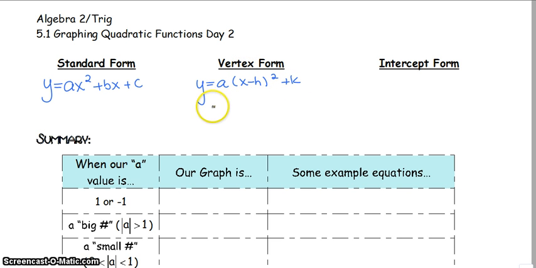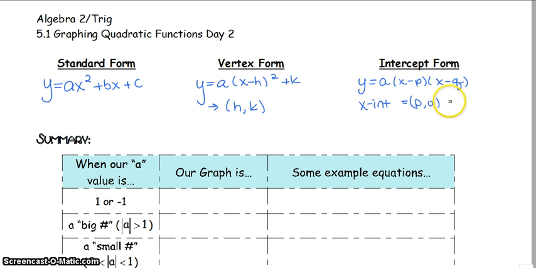And the nice thing about vertex form is when you look at it, you can actually tell what the vertex is. The vertex is at (h, k). And intercept form, which is new today, is y equals a on the outside, times (x minus p) and (x minus q). And when you look at the intercept form, what you're going to be able to see are the x-intercepts. Your x-intercepts are at (p, 0) and at (q, 0). Remember, anytime we have intercepts, we always put them in coordinate form. So those are the three equations that we're going to look at today.